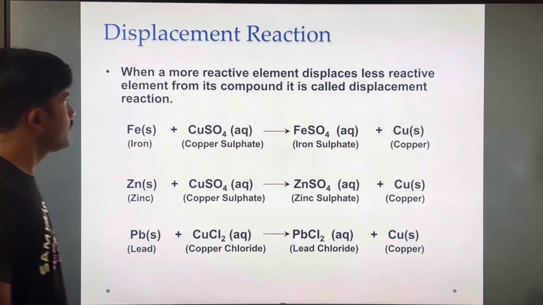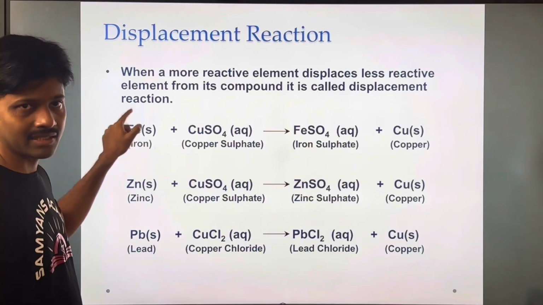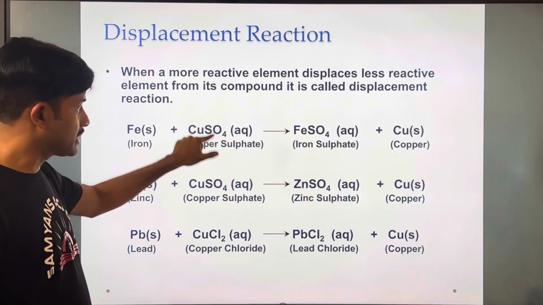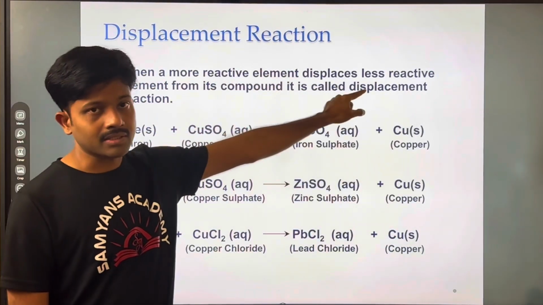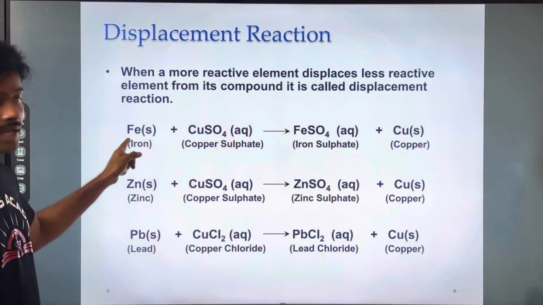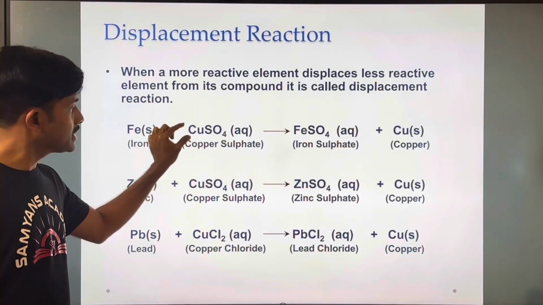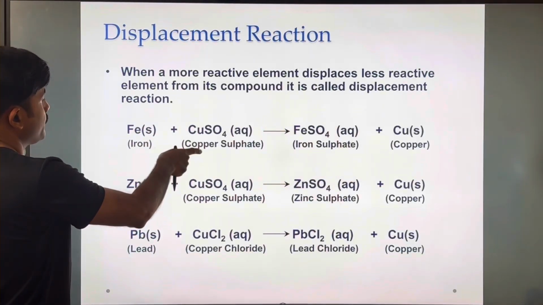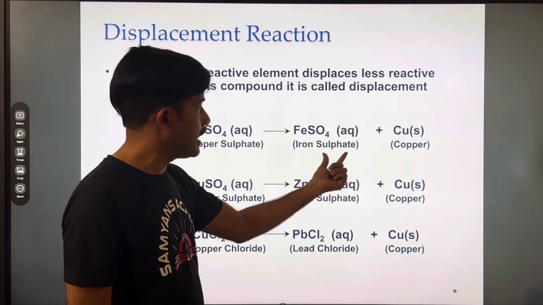Okay, and here we have displacement reaction. In this displacement reaction, a more reactive element displaces a less reactive element from its compound. Here which one is more reactive? Iron is more reactive. And which one is less reactive in this compound? Copper is the less reactive in the compound copper sulfate. So copper is displaced by iron and forms iron sulfate, which is aqueous.